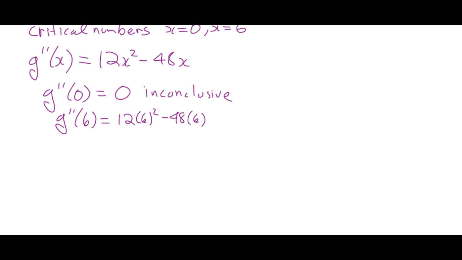So that's 12 times 36, which will be what? 12 times 30 is 360 and 72, 432, I think. Minus, what? 6 times 50 is 300, minus 12 is 288. Equals positive.